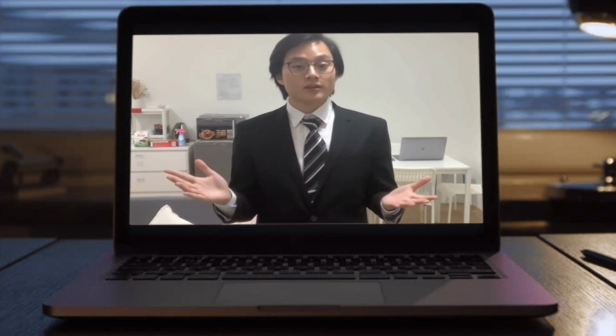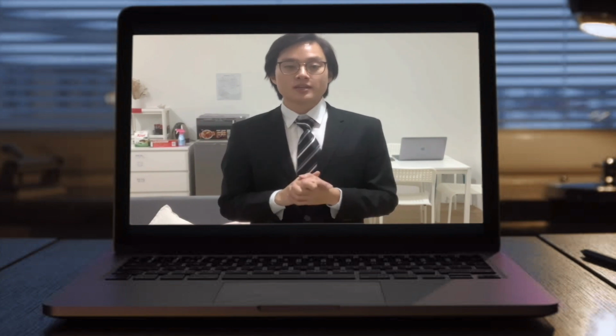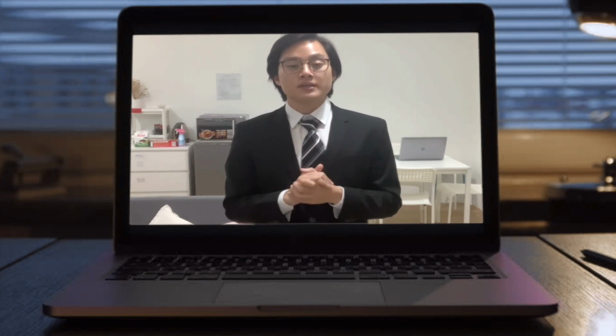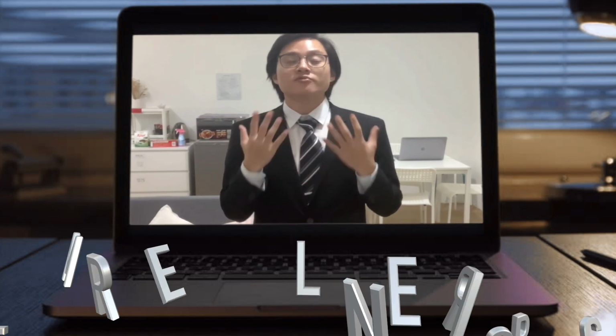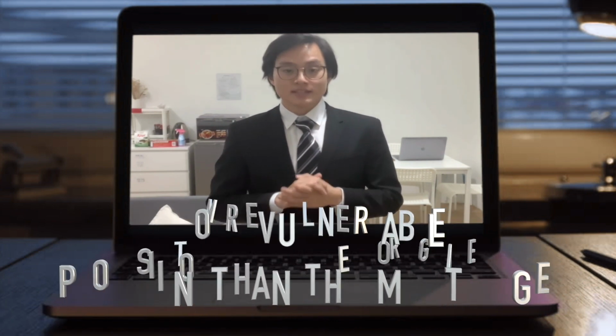Considering that a mortgagor is an individual person, while the mortgagee is a company, the law must protect the mortgagor because he is in a more vulnerable position than a mortgagee.